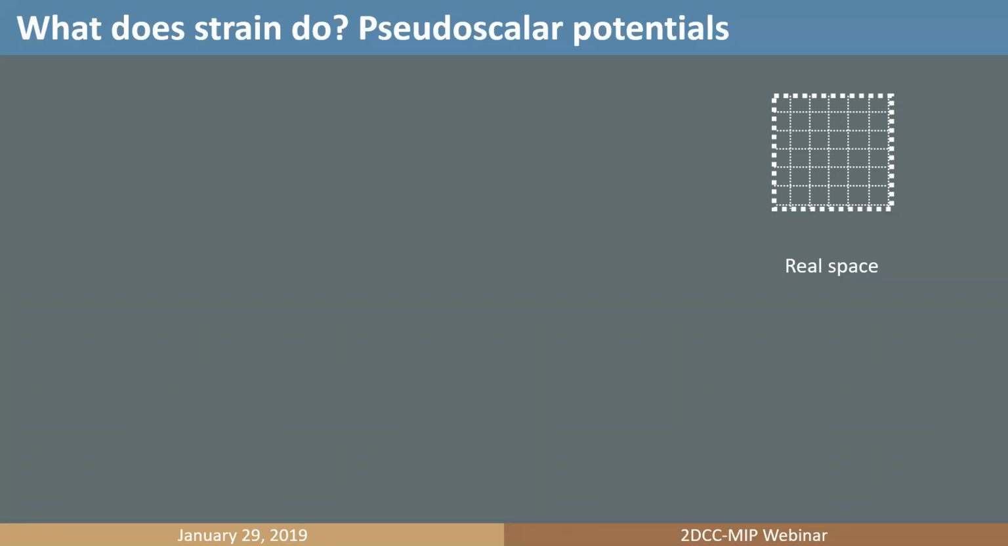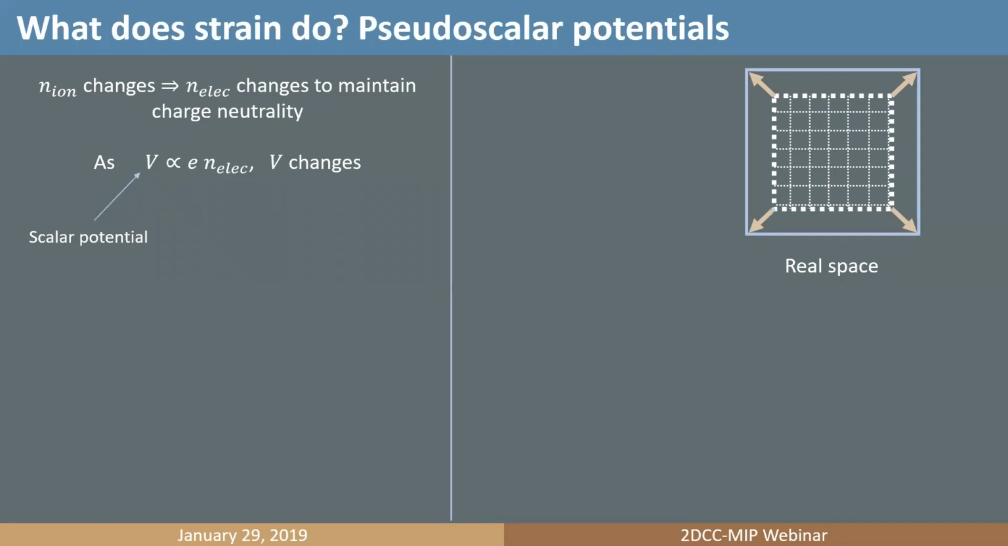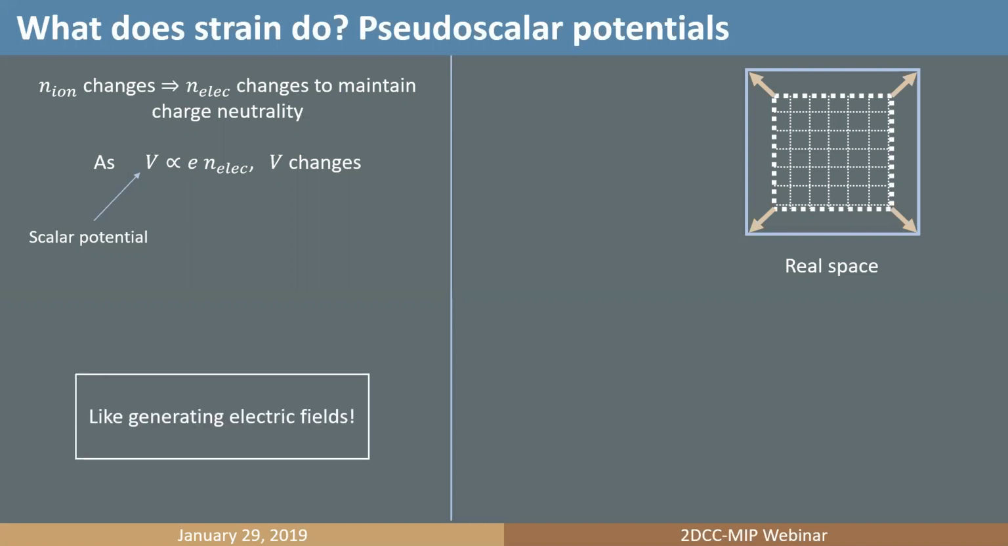So imagine now, let's go to real space, and you have a lattice here. And imagine that it blows up under strain, or it gets contracted. What happens as it changes its size? The density of ions changes inside this region. As the density of ions changes, so does the density of electrons, because it has to be charge neutral locally. Now, as the local density of electrons changes, the local potential, the V voltage potential, the local scalar potential, which is proportional to the charge of the electron times the density of electrons, also changes. So this is like a scalar potential. So then this can be used to generate electric fields.